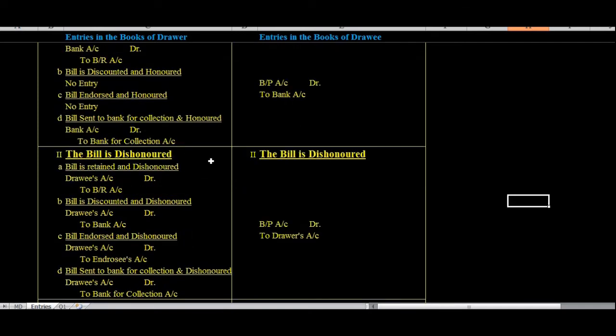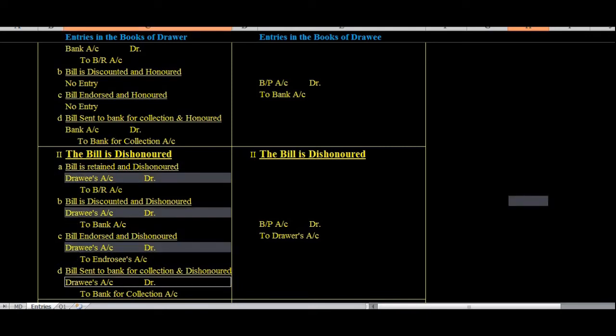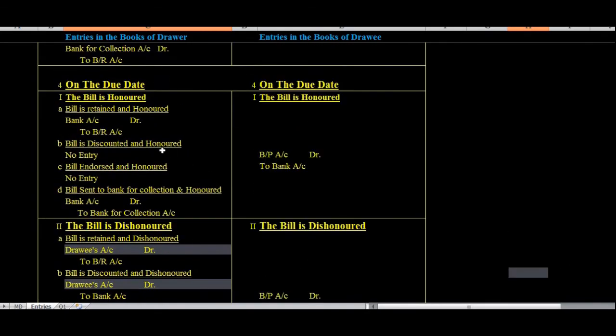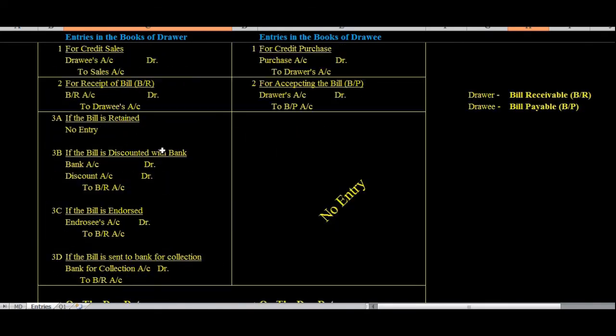Alright. Now, these are the entries when the bill is honored. Now, what happens if the bill is dishonored? Again, 4 possible chances. You need to remember one thing. If a bill is dishonored, the drawer is not going to keep the bill with him. Ultimately, the drawer will give the bill back to the drawee. Which means, in every case, if you pay attention, the drawee will be the receiver of the bill. Drawee's account is to be debited. Simple. Why like this? Let's understand. When you actually received the bill, you had credited the drawee.